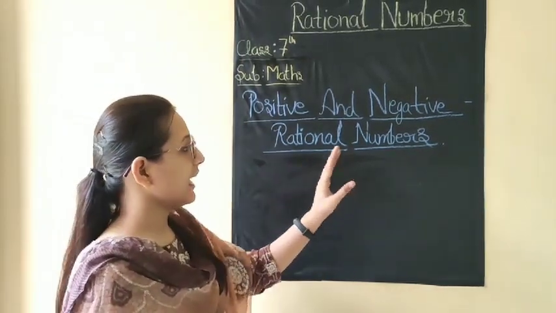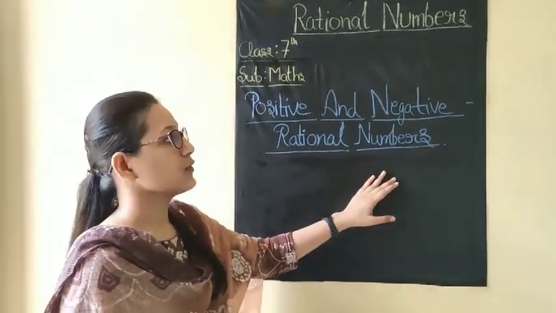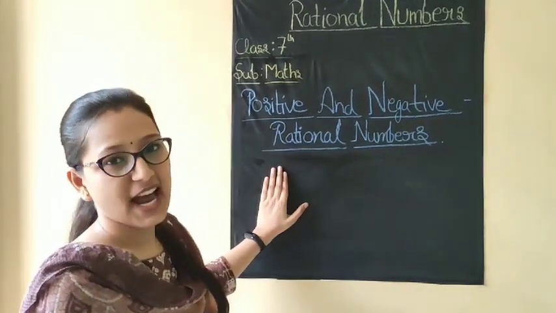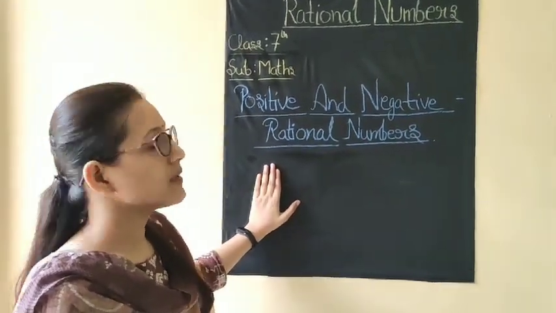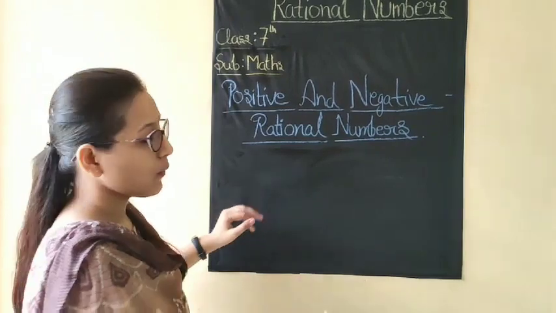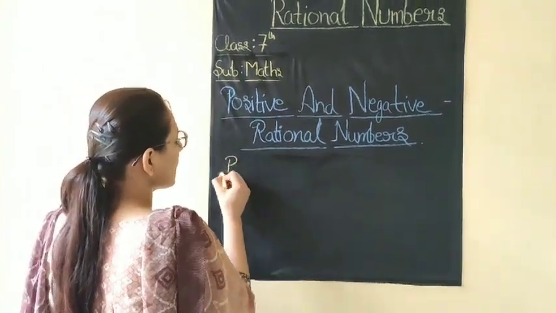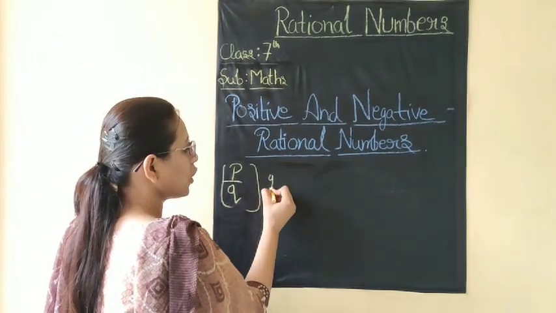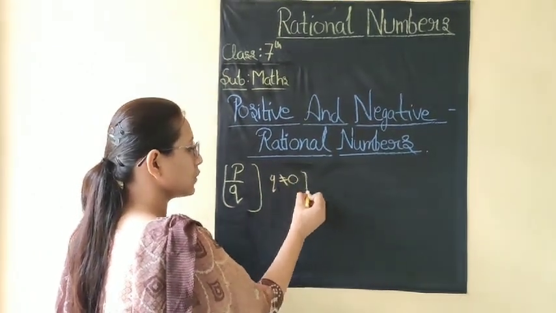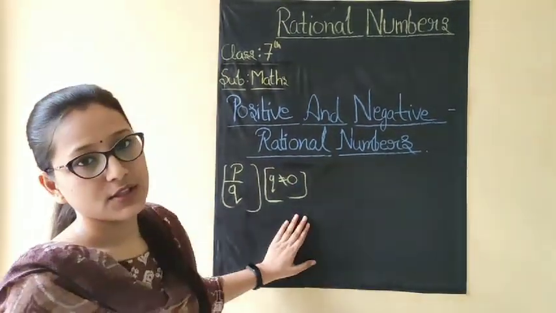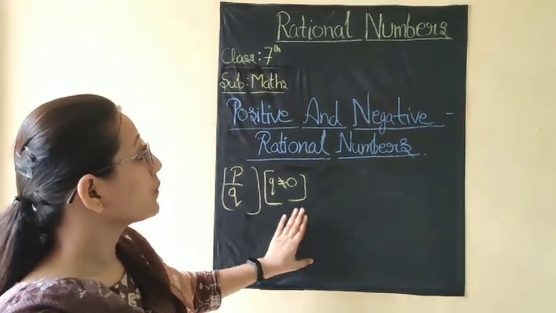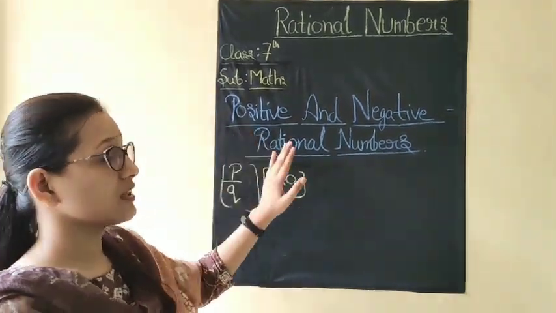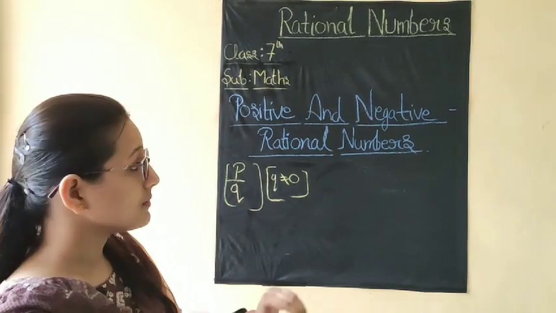Positive and negative rational numbers. So we know what a rational number is. A rational number is expressed in the form of P by Q, where Q is not equal to 0. This you know. But do you know what positive and negative rational numbers are?